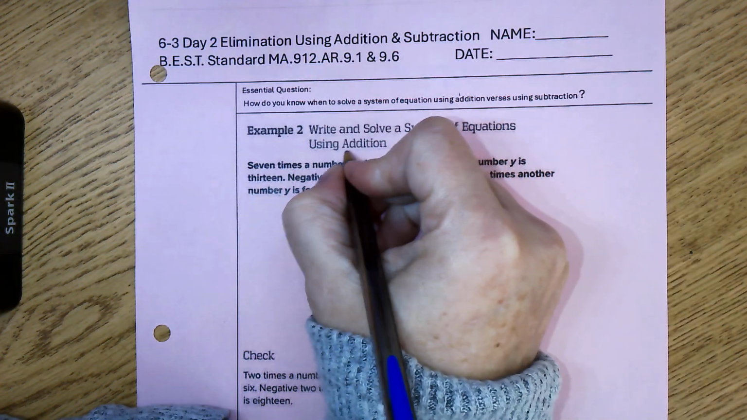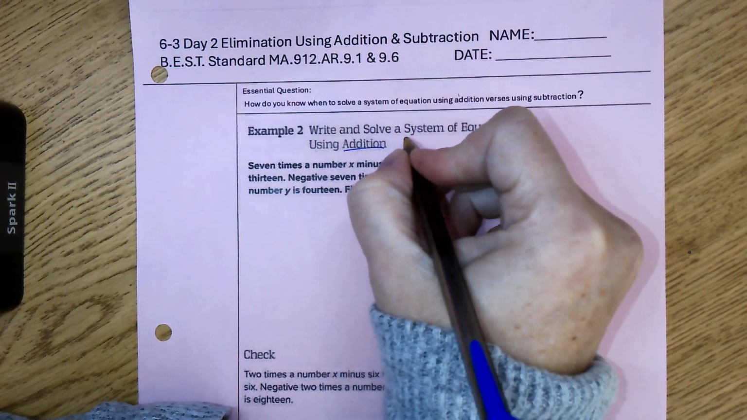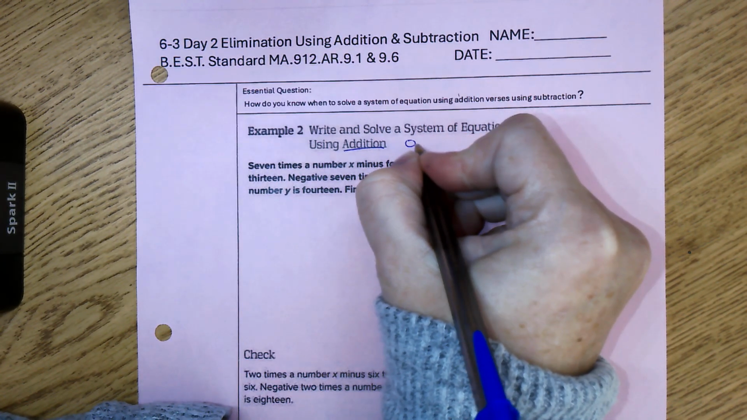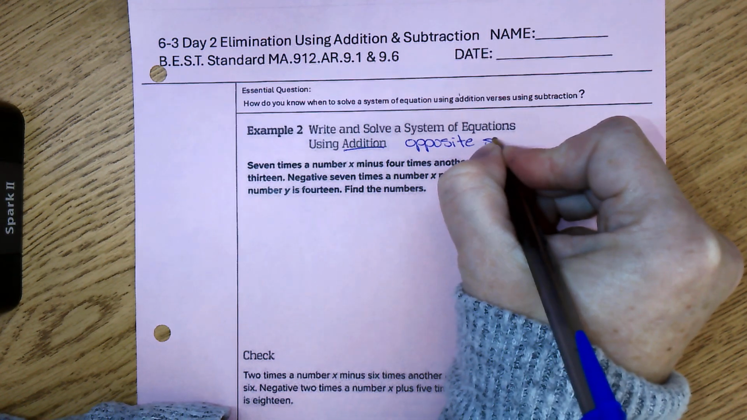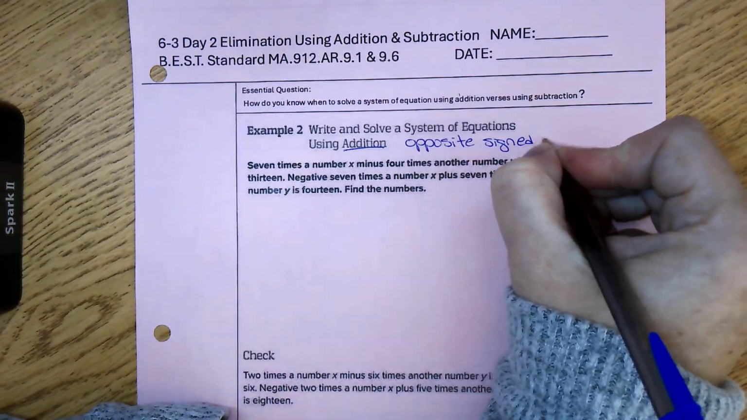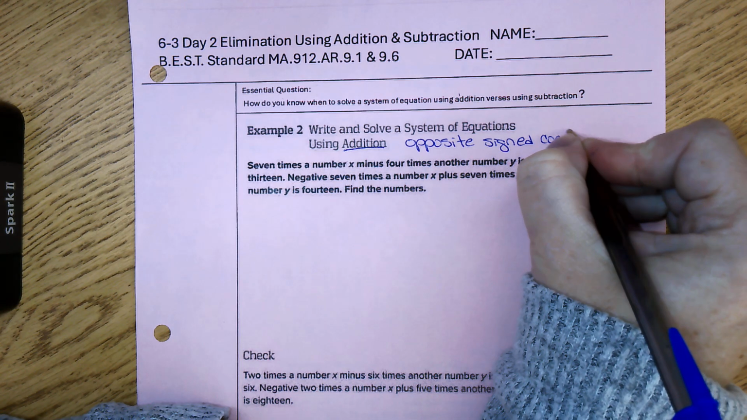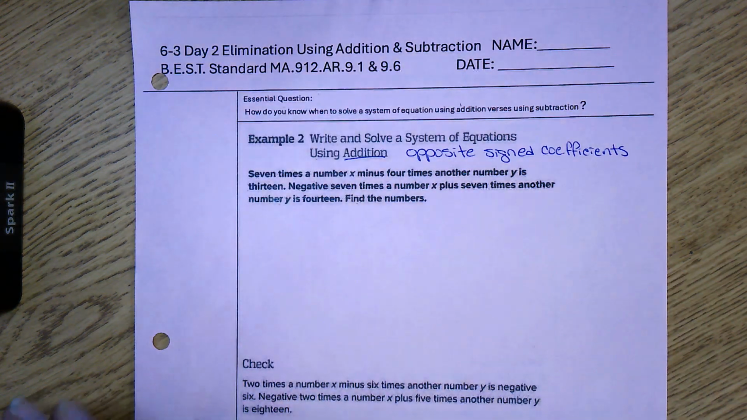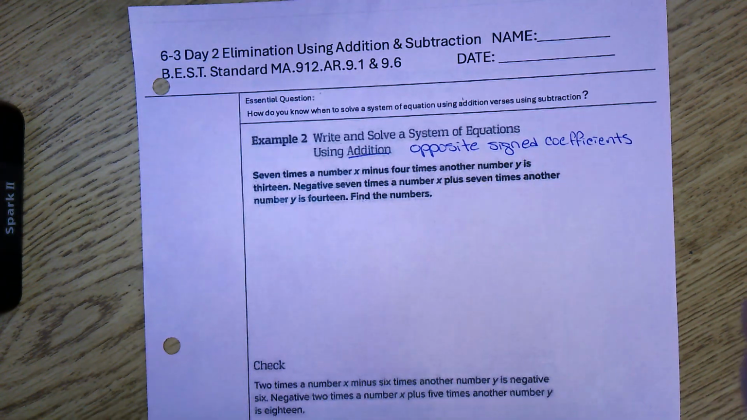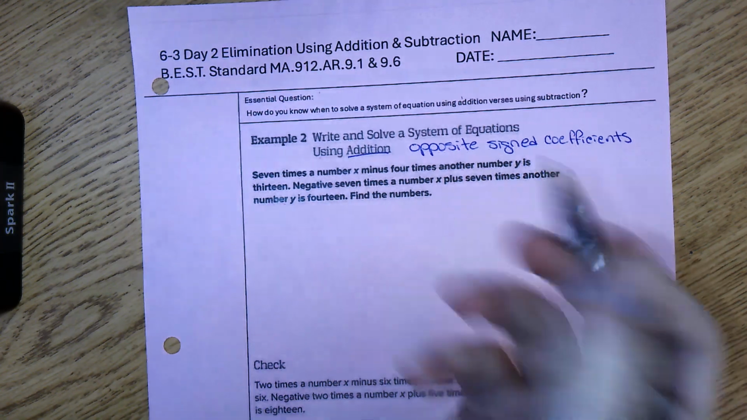Now remember, with addition, what you're searching for are opposite signed coefficients. Okay, opposite signed coefficients. So the ones on the front, they're just straight up math in words. All right, so let's convert these words into a systems of equation.